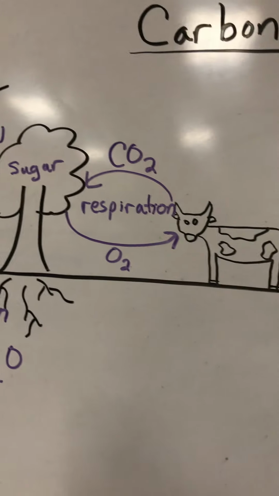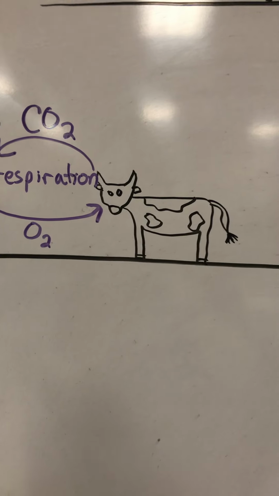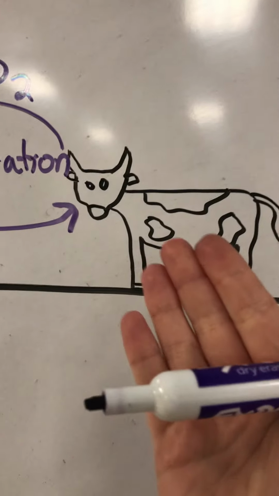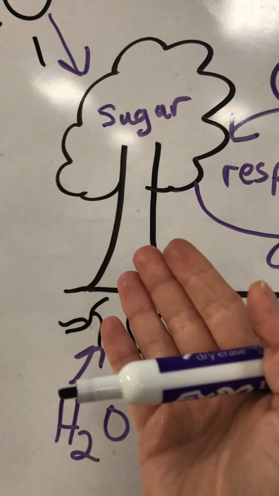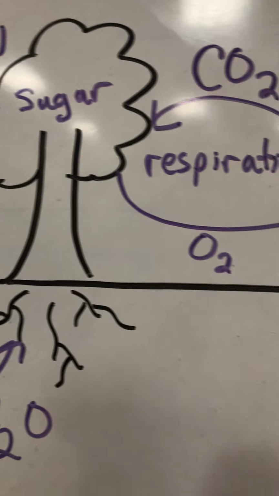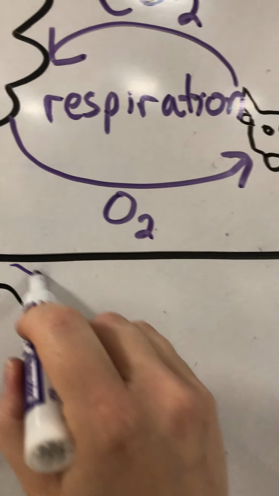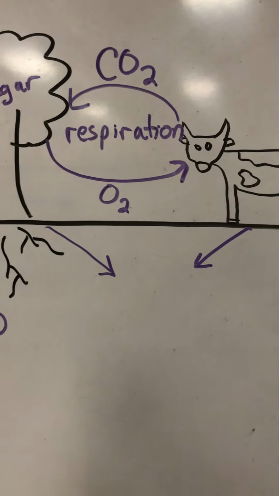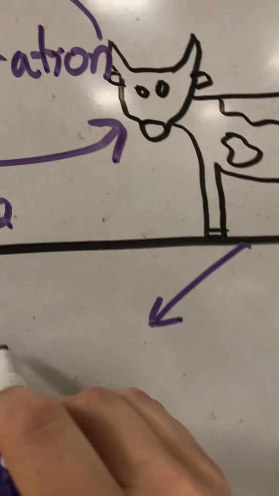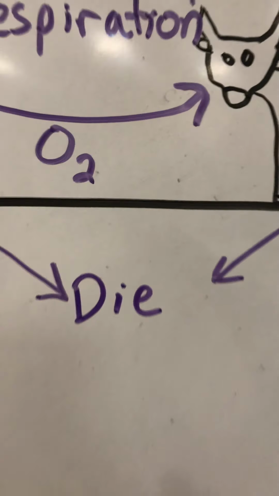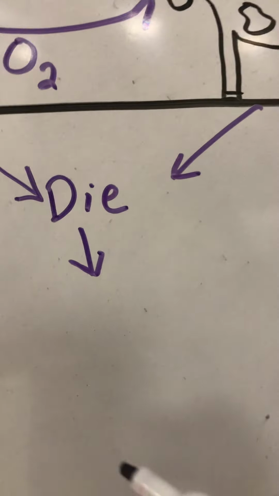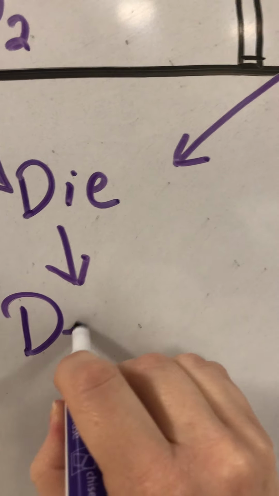Now, the next part is kind of sad, and I don't mean to upset anyone, but like all living creatures, whether it be the cow or the tree or the flower or whatever plant this could be, these things will eventually die. And when that happens, a very important part of the food chain is going to come along, the decomposers.